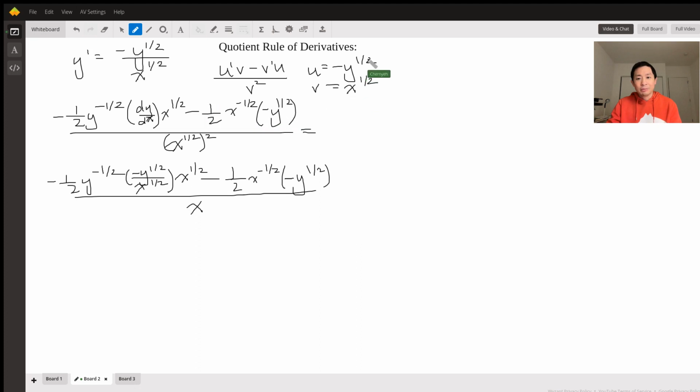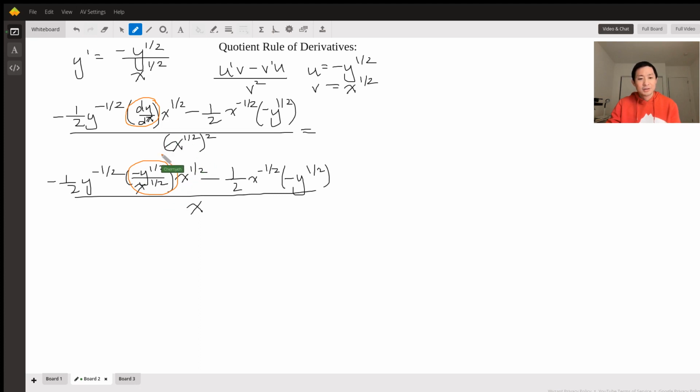Multiply that by the numerator, negative y to the 1/2 power, and all over the denominator squared, x to the 1/2 to the second power. All right. Now, we know that dy over dx is equal to negative y to the 1/2 over x to the 1/2. So notice how I can rewrite this and substitute with this down here.